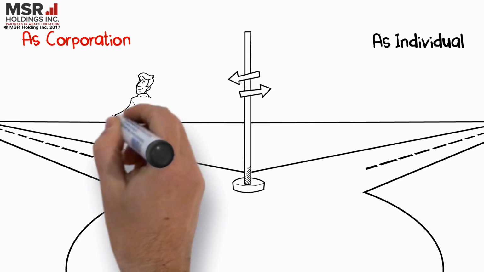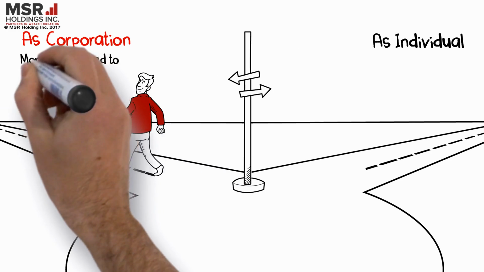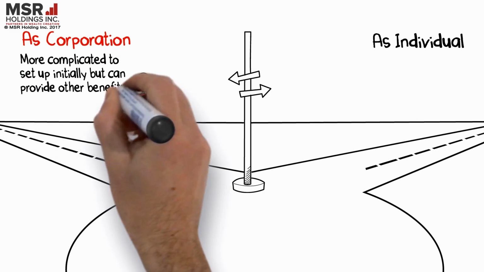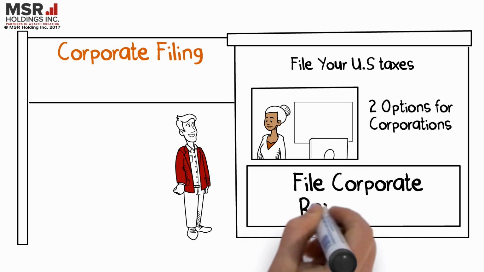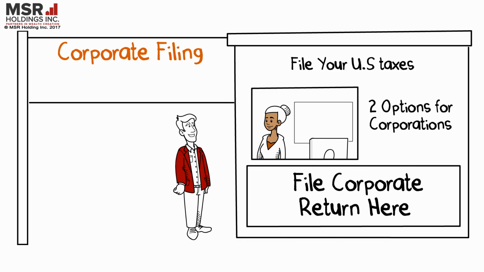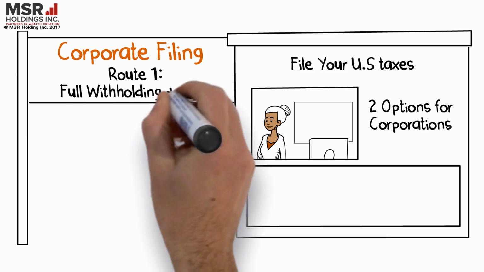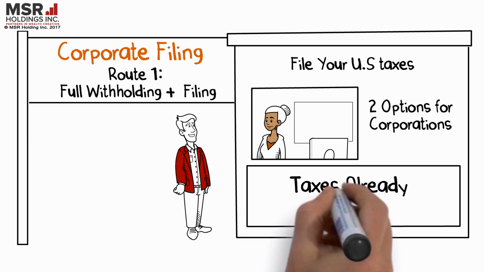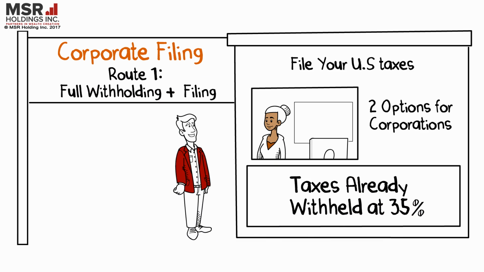As you can see, Route 3 requires a little more effort, but you avoid withholding. Now, remember, we have another option available, investing as a Canadian corporation. Investing as a corporation is more complicated to set up initially, but can provide other benefits. As with the individual, corporations can choose to file for a withholding exemption or not. The only difference is the timing of when you receive your money. If you choose not to file for a withholding exemption, you simply accept the corporate withholding of 35% and file your U.S. tax return at the end of the year.